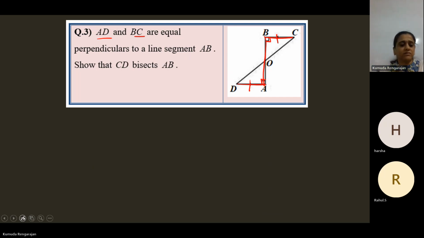Show that CD bisects AB. So CD bisects AB. CD cuts AB into two equal pieces. Which is bisected, CD or AB? Yeah, so show that CD bisects AB. CD is bisecting something else, AB.